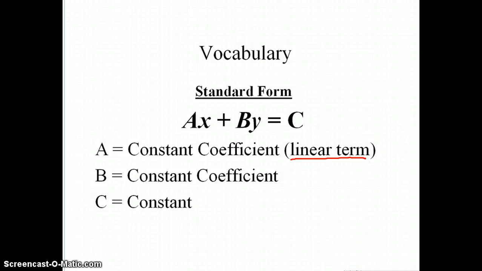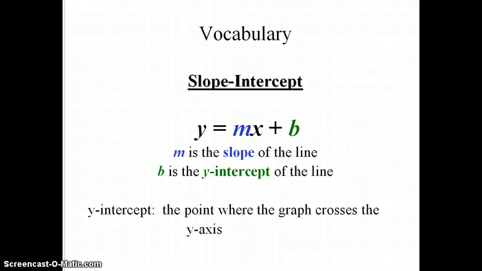Moving on. Reviewing slope-intercept form, y equals mx plus b. M is the slope, and b is the y-intercept. And just as a reminder, the y-intercept is the point where the graph crosses the y-axis. We will begin with a quick review of finding slope and y-intercept.